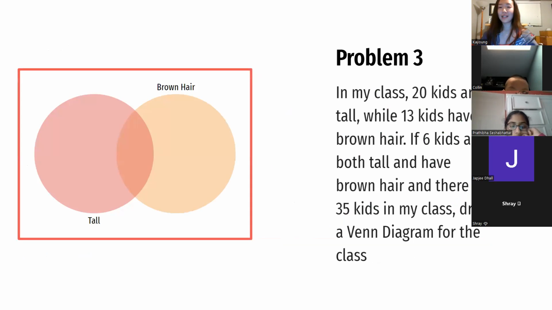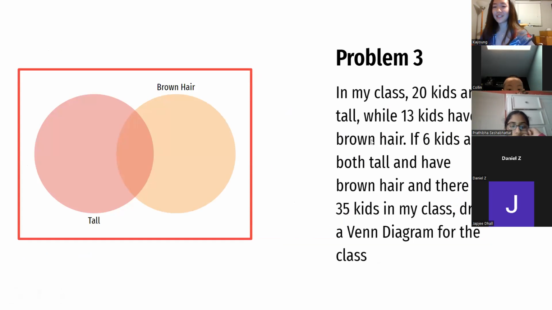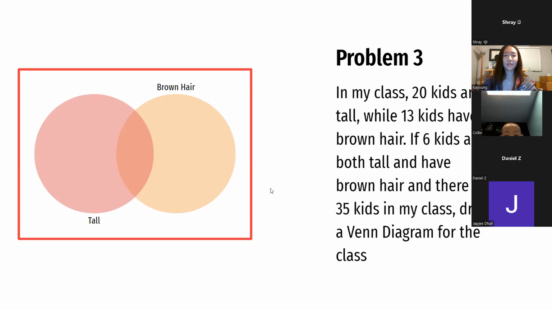Number 3, in my class, so this is another class that isn't new. This class, all the kids like me, you know? So 20 kids are tall, while 13 kids have brown hair. If 6 kids are both tall and have brown hair, and there are 35 kids in my class, draw a Venn diagram for the class. Okay, fairly simple, I want to say. Except this one, you have to think a little more.